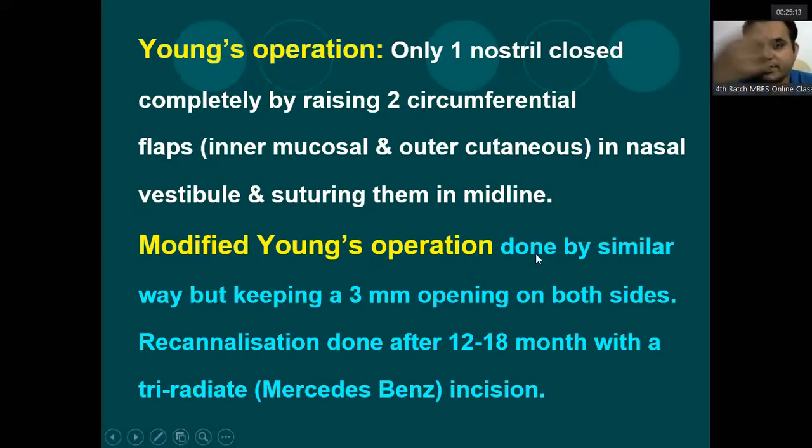Because in the Young operation, the nasal cavity is closed by the elevation of the flap, the patient can't breathe through the nose. Just pinch your nose and stay like that for 5 minutes, and you will find out how difficult it is. So that is why there was the modification of the Young's operation. It is done in a similar way, but there is an opening, and later on, recanalization is done after 12 to 18 months with a tri-radiate incision, the Mercedes-Benz incision, probably one of the most charming logos in the whole world. So I have some diagrams, so they will give you a rough idea.